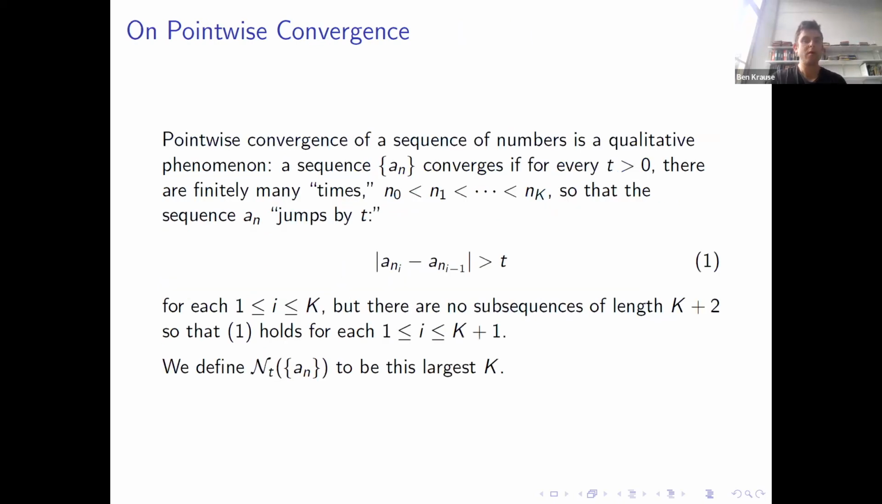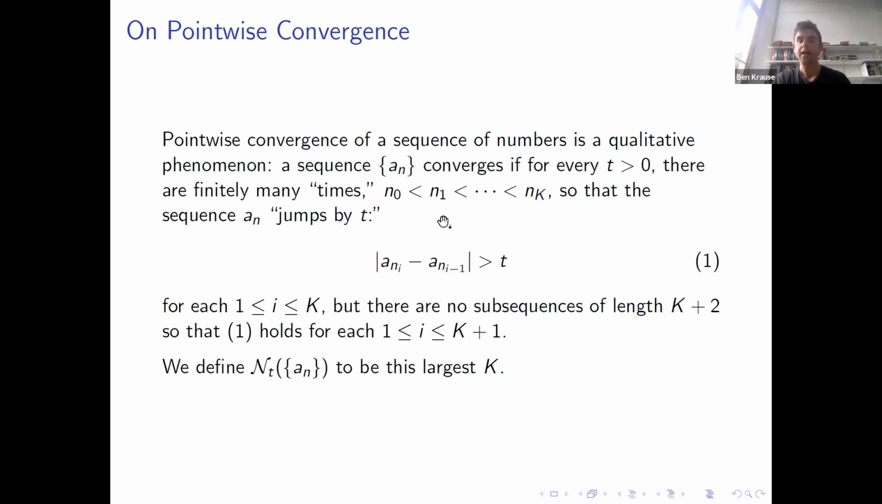So an important perspective that Bourgain brought to his work on pointwise convergence was one of quantification. Pointwise convergence a priori is qualitative. There's no particular rate on pointwise convergence that's uniform. But it's really, really helpful for dynamical systems arguments to be able to measure quantitatively how much a sequence of averages oscillates. So with that in mind, given a sequence of scalars a_n, we can detect convergence if for every altitude t, there are only finitely many times n_0, n_1, etc., so that the sequence of a_n jumps by t.